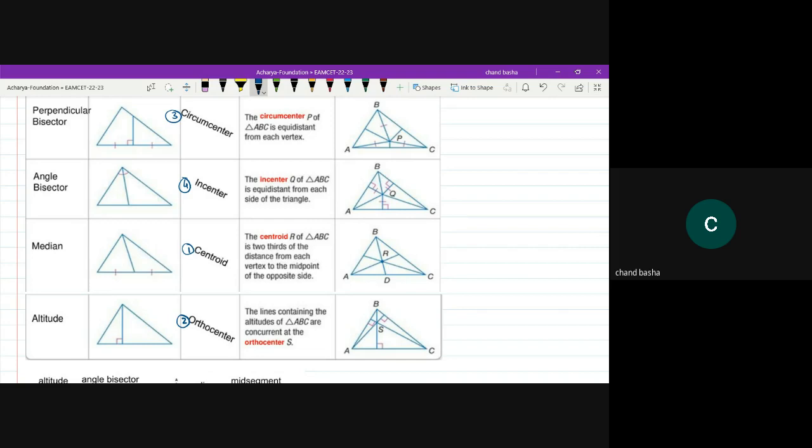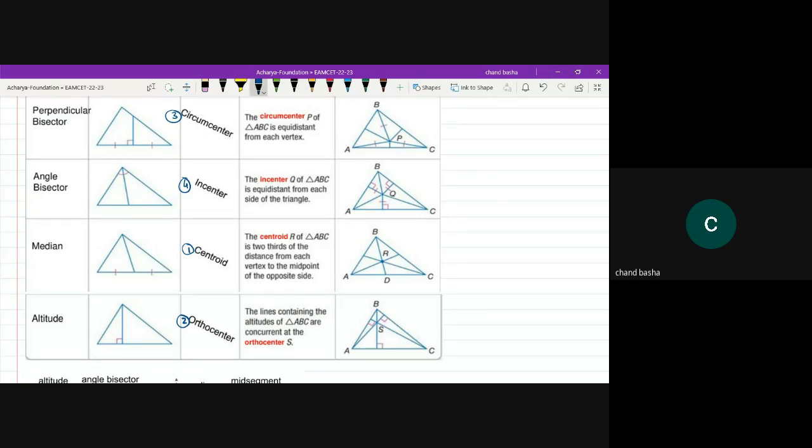Right? If you want to define all the centers, the fifth center is also there, but it is not useful for us. That is the excenter. I'll give the definition, even the formula also, but that concept is not useful for us anywhere in EAMCET or mains examinations. But anyhow, we'll try to discuss the definition as well as the formulas of the excenter also.